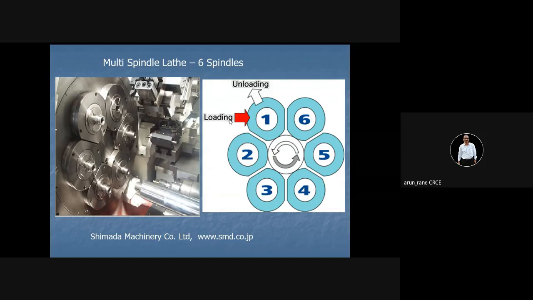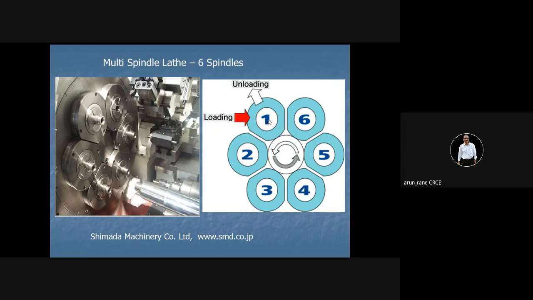So one operation here, say OD turning, then this component moves to this. So grooving, then it moves here, maybe threading, then here drilling, then boring, and then part off. So like that also this machine can be used. So it can be used in 2 different ways.